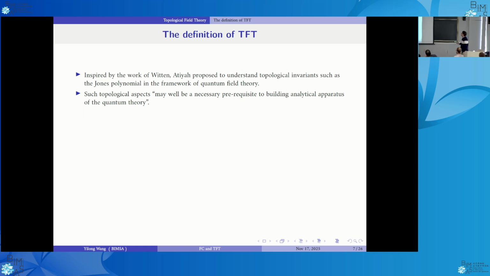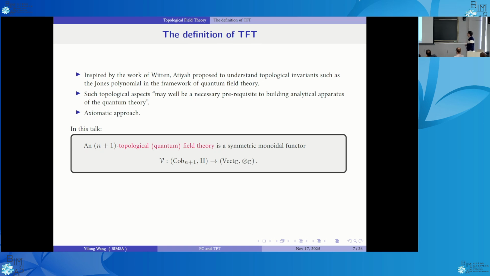Inspired by the work of Witten, Atiyah proposed to understand topological invariants such as the Jones polynomial in the framework of quantum field theory. Such topological aspects, according to Atiyah, may well be a necessary prerequisite to building an analytical apparatus of the quantum theory. And he proposed an axiomatic approach.